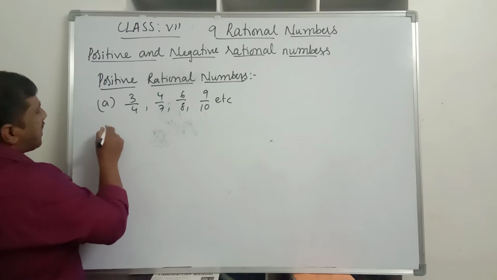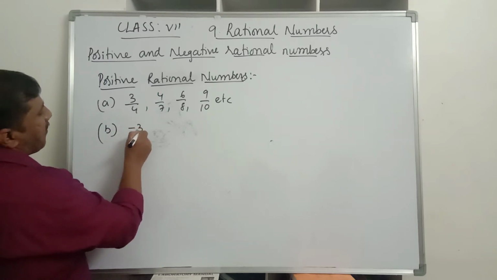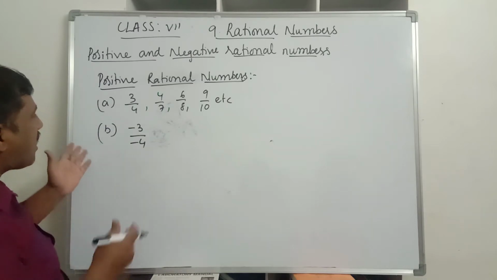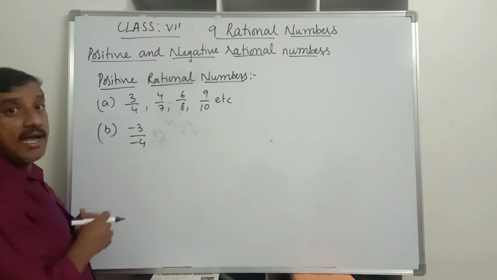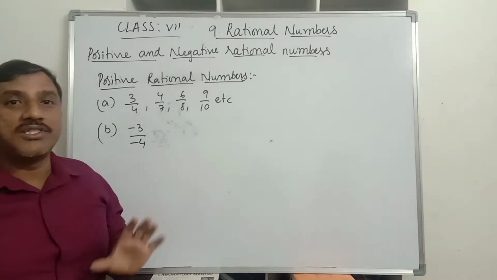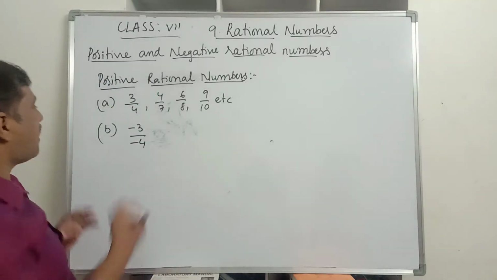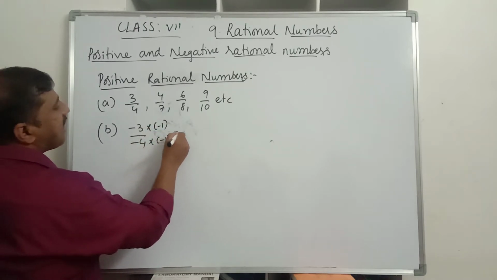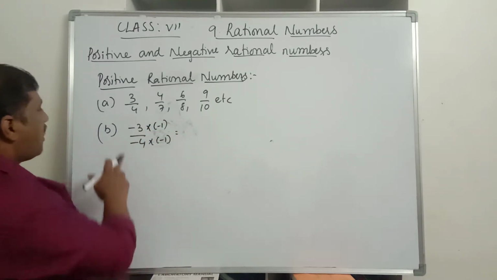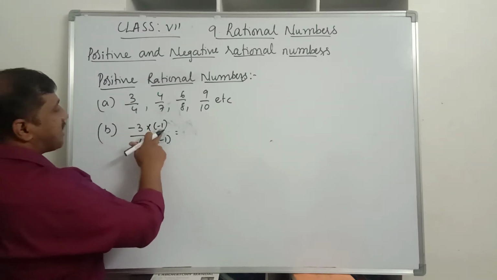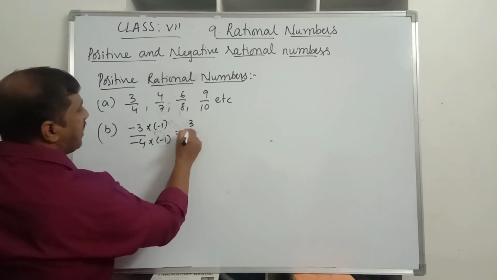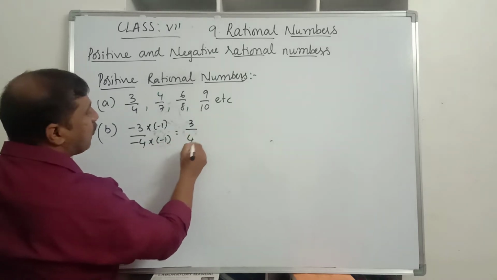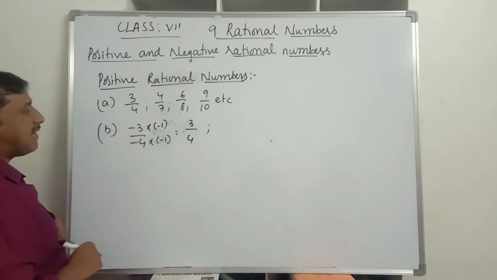What about the other kind of rational numbers? It is minus 3 divided by minus 4. What are these type of rational numbers? Yes, they are also positive rational numbers. How? Multiply both numerator and denominator by minus 1, or any negative integer. We will get plus, because minus into minus is plus. 3 into 1 is 3, divided by minus into minus, it is plus, 4 into 1 is 4. We got 3 by 4.